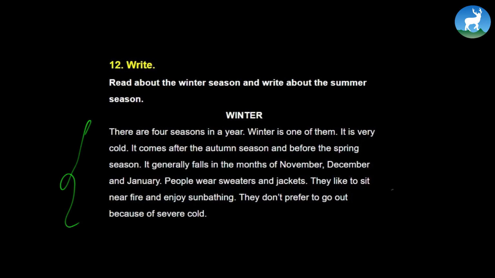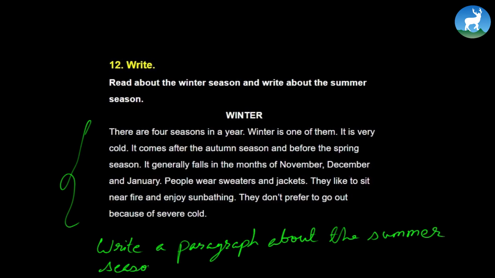So see, and as homework now, in a similar way, write a paragraph about the summer season. You can do this as homework, and for reference, see how this paragraph is written about winter.